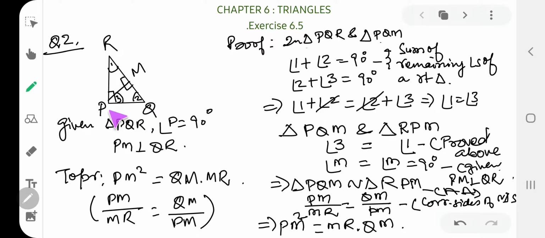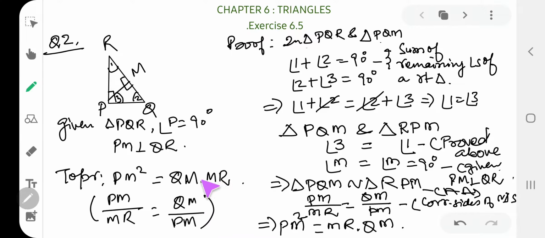And from P, he has dropped a perpendicular to QR. So PM is perpendicular to QR given to you. Once again, you should be clear about given because given is going to help you in proving the question. Triangle PQR, angle P is 90 degree and PM is perpendicular to QR. You need to prove PM square is equal to QM into MR.